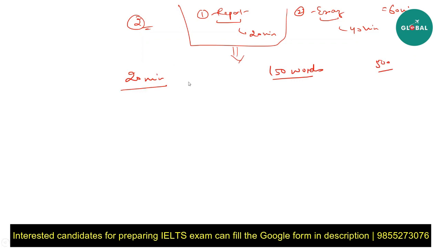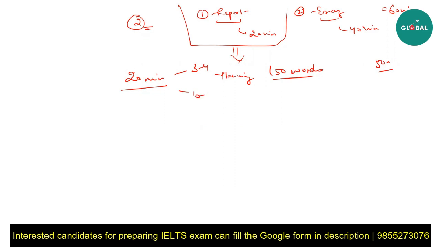So how do you utilize these 20 minutes? First of all, you're going to spend at least 3 to 4 minutes on planning. You need to know what you're going to write. That is very important. Do not just start writing at that very moment once you get the task. First of all, plan what you're going to write in the different paragraphs, understand what the question is, and then start writing.